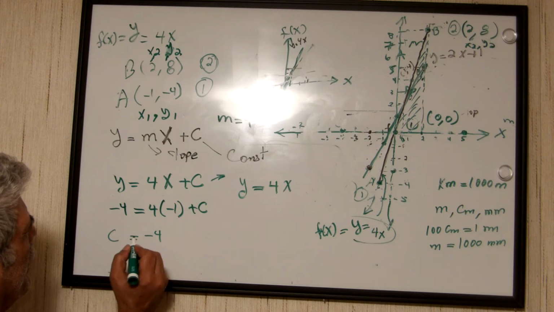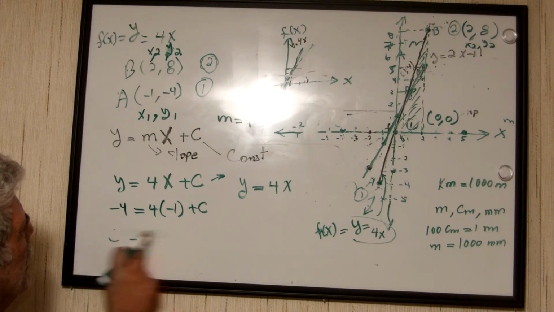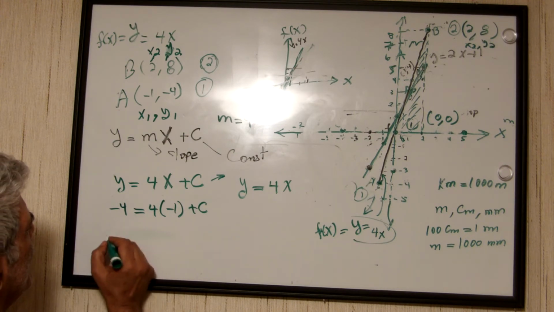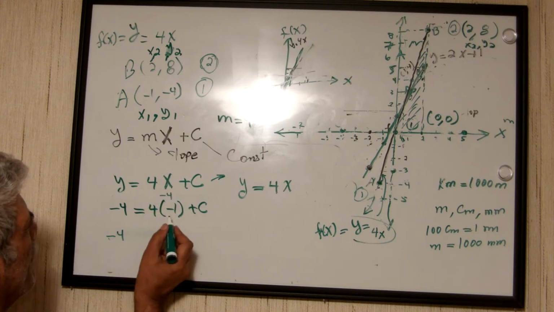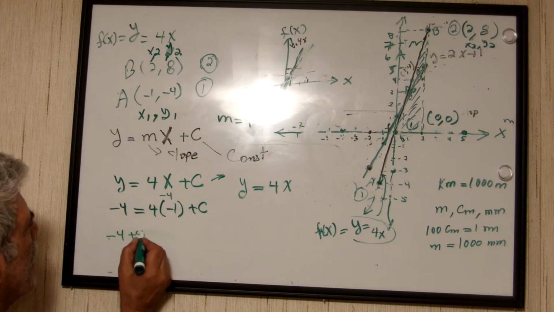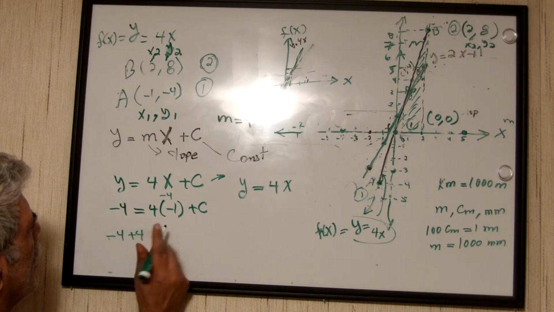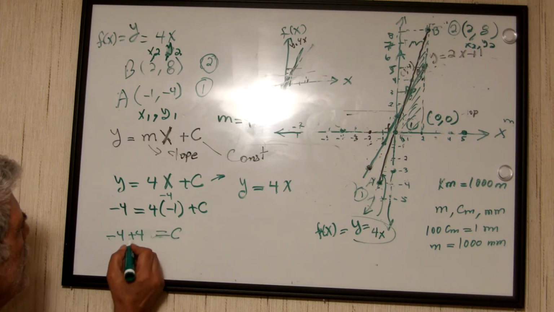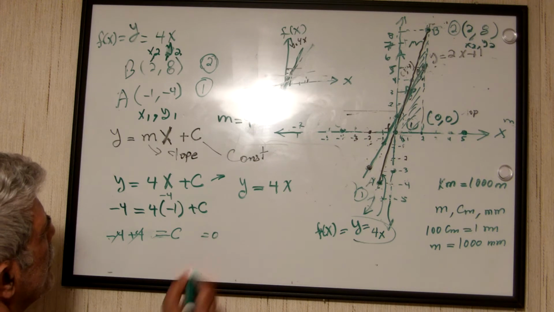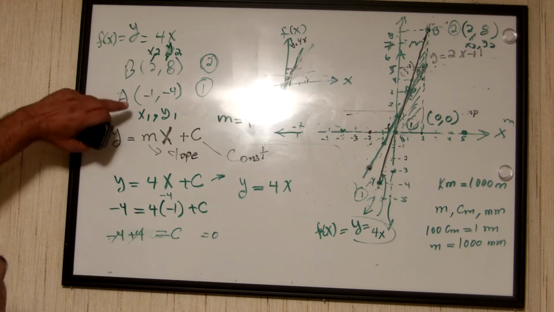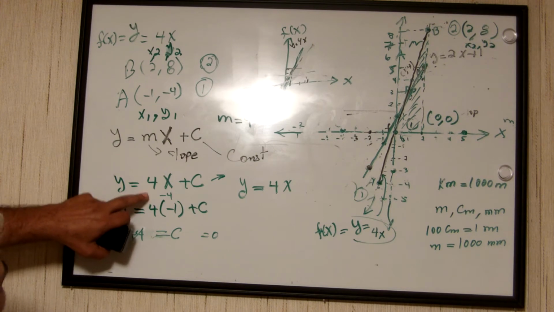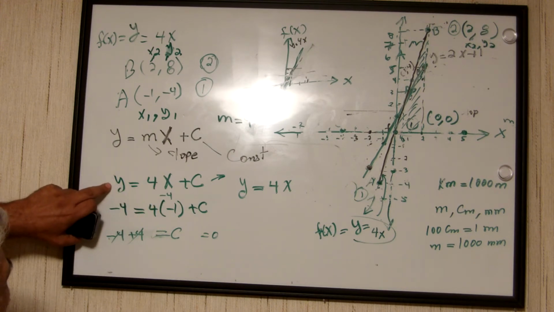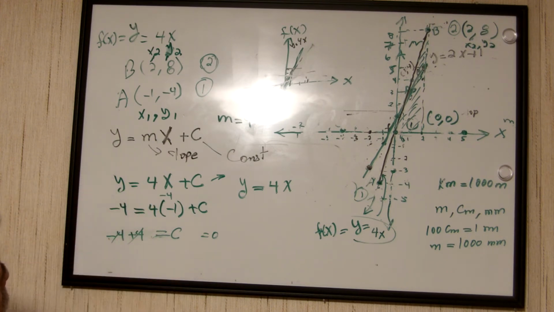We have minus 4 here, or let me write it this way. This minus 4 is minus 4. The minus 4 is going to come this way, it's going to be plus 4 plus, is equal to c. See, it's minus 4. So easy. No matter which point you choose, you put it in this equation, the value for x and the value for y, you find c is 0.